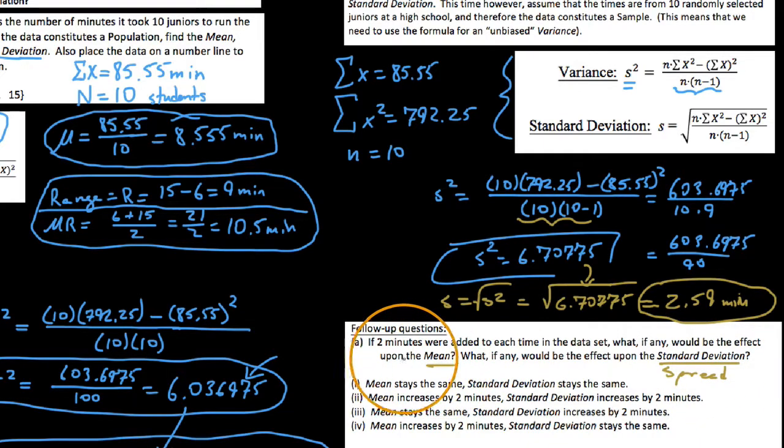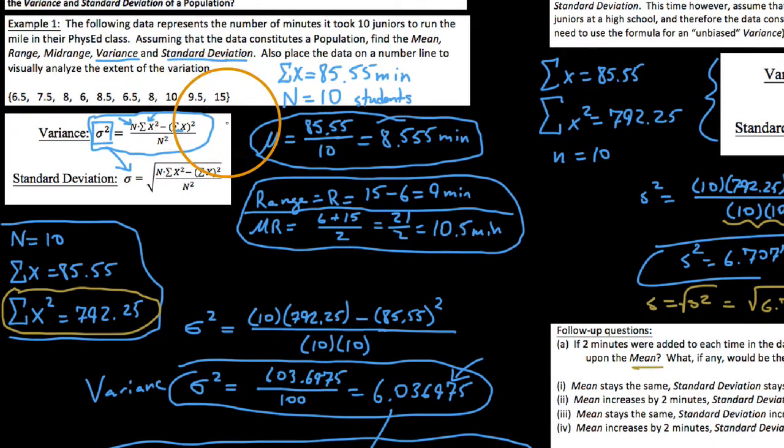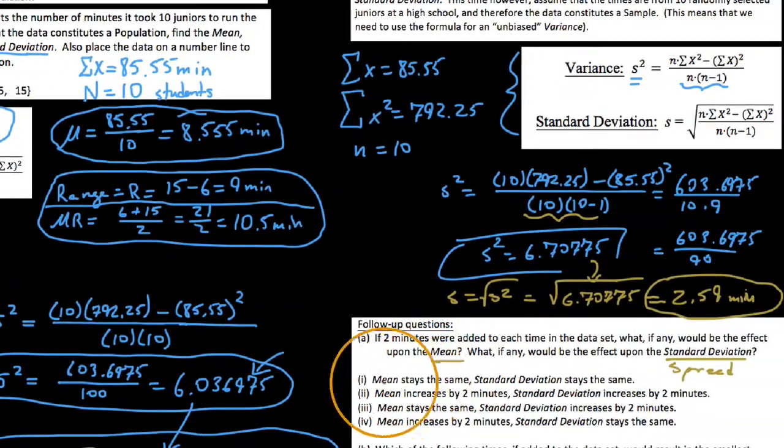Okay, so my guess would be this: if we added 2 to every time in this data set, everybody ran a mile time that was 2 minutes slower, then what would happen to the average? Well, the average would not stay the same, so it couldn't be this first possibility. I would think that the mean would have to increase by 2 minutes. So it wouldn't stay the same, mean increases by 2 minutes. But the question is, what happens to the spread of our data?